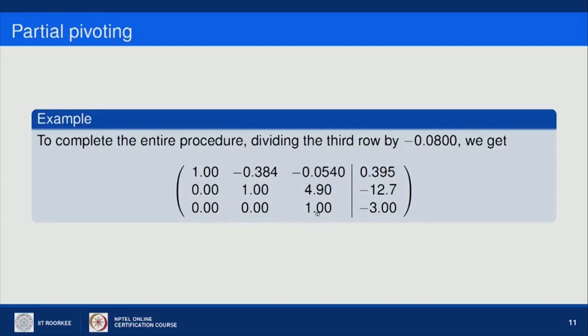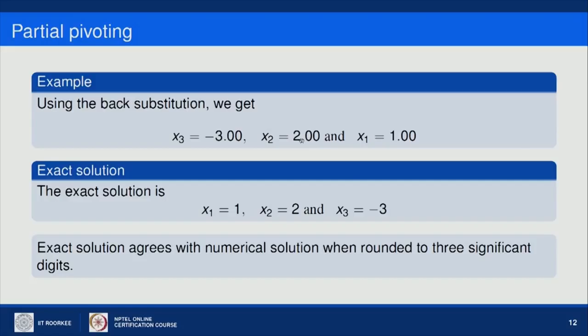So, from here if I use back substitution, you can see that x3 will become minus 3, x2 will become 2 from the second equation after substituting the value of x3, and x1 will become 1 after putting the values of x3 and x2. The exact solution is x1 is 1, x2 is 2, x3 is minus 3, which is the same as what we got using Gaussian elimination with partial pivoting. Hence, the exact solution agrees with the numerical solution when rounded to 3 significant digits.